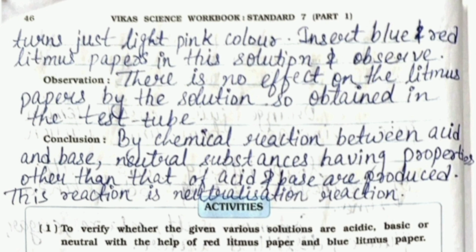Conclusion: by chemical reaction between acid and base, neutral substances having properties other than that of acid and base are produced. This reaction is a neutralization reaction.